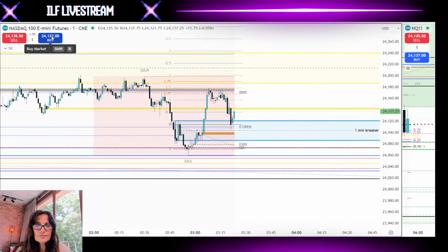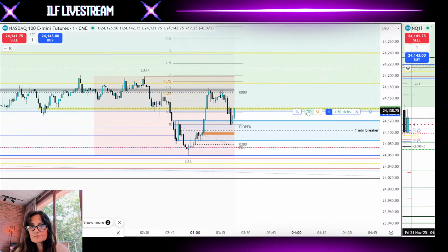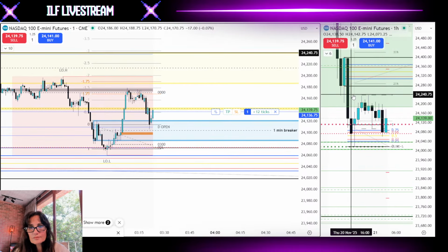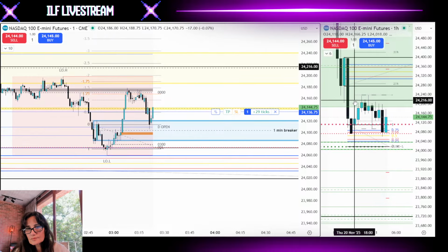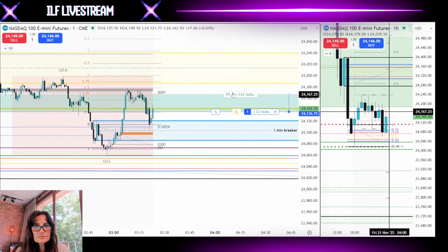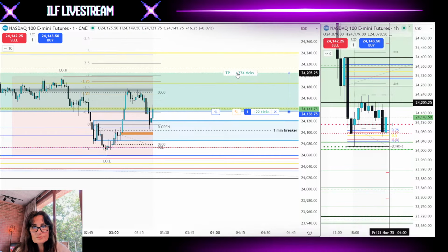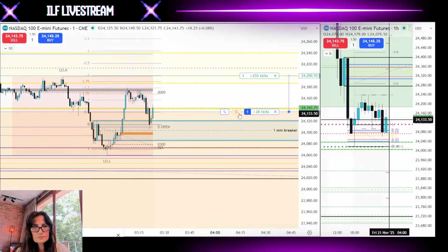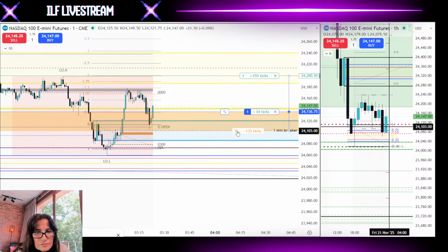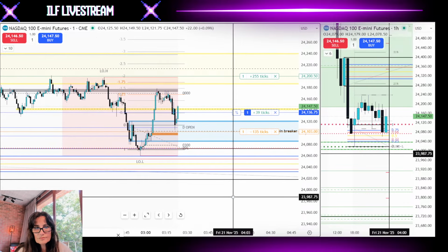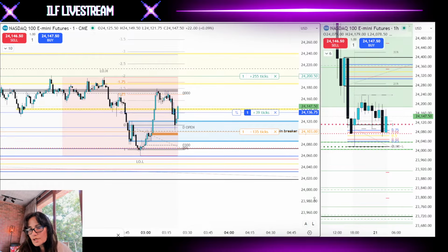$3.23. Okay. I'm gonna buy again. $2. So I'm doing this more out of macro because I've been seeing those moves between 20 and 40.